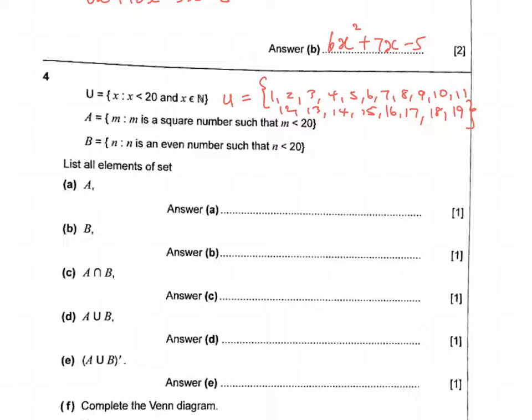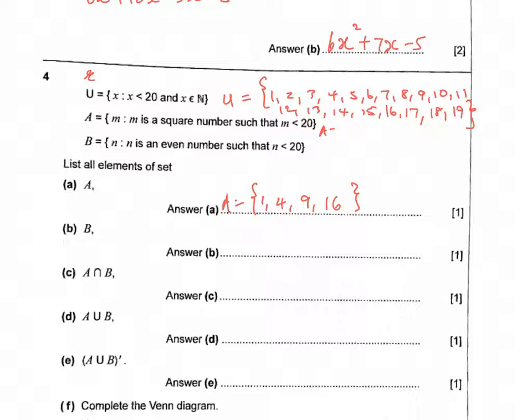Okay, then A, that is a universal set. Remember, universal can be written as U or with this symbol. Okay, then we go to A. Now we want to list the elements of set A. A is, as a set, M such that M is a square number less than 20. Now, square numbers less than 20. So we have 1, 4, 9, and 16. These are the only square numbers less than 20.